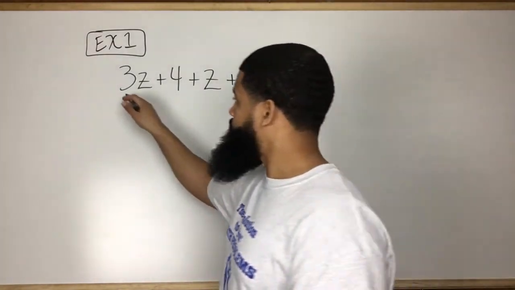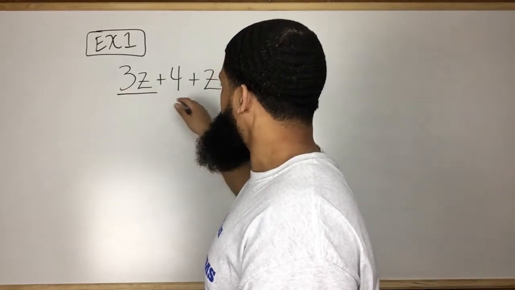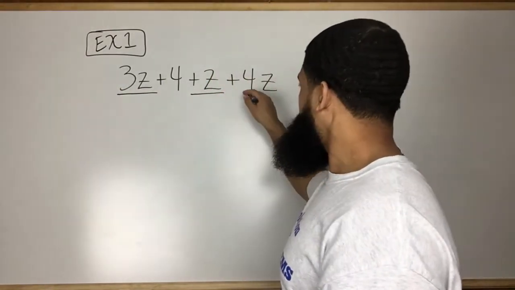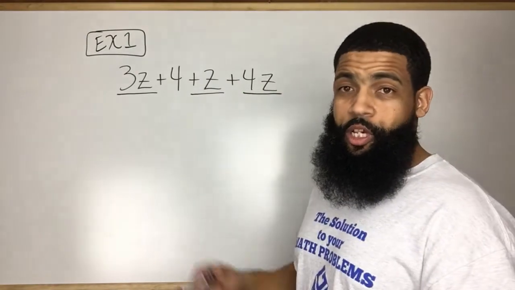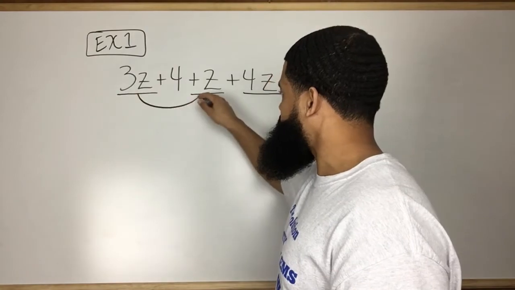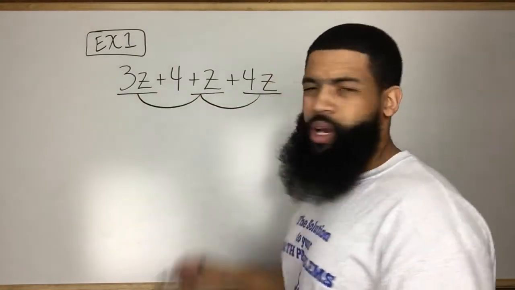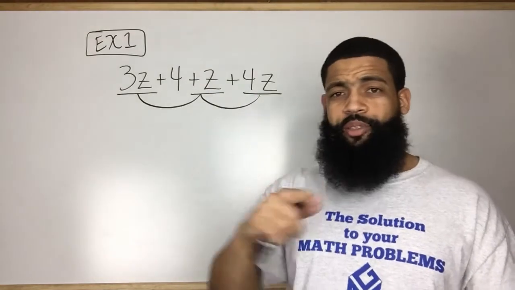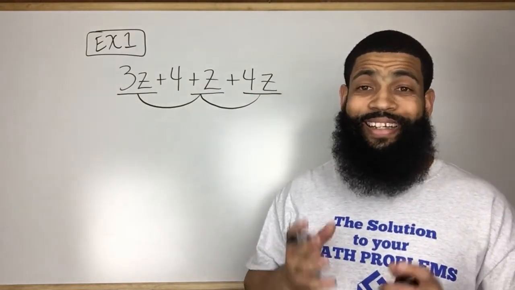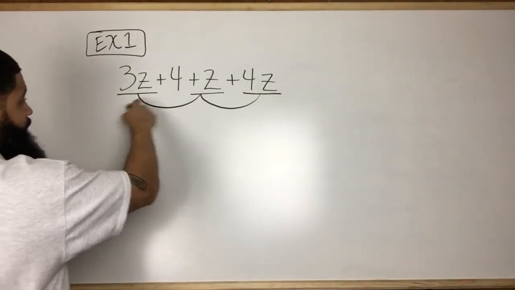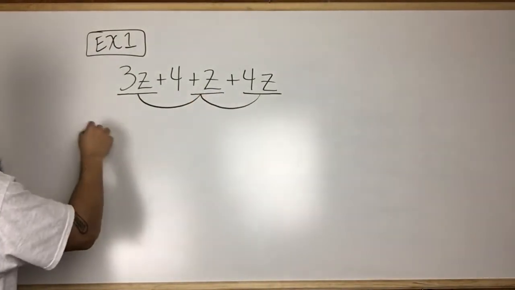In this case, 3z, 1z, and 4z are all like terms. And I like to do things like connect them like that. Or sometimes I'll put the same color under them. Or I'll put the same shape around them so that they are easily identifiable. Okay? So, like terms, remember they have the same variable.